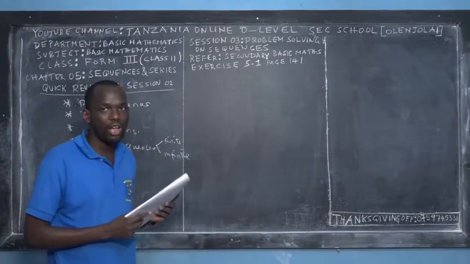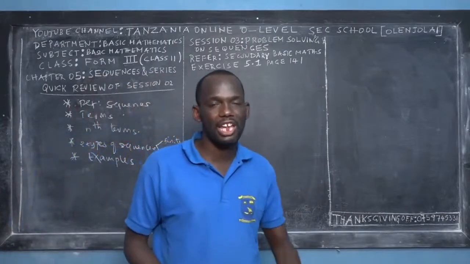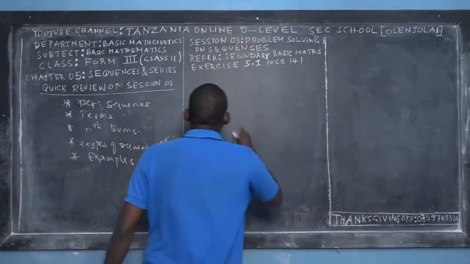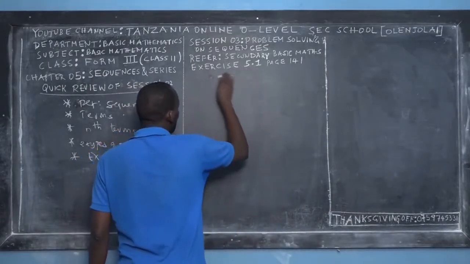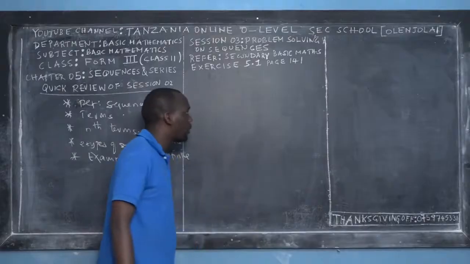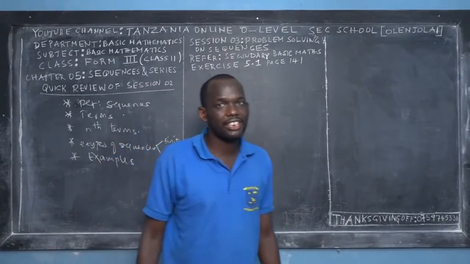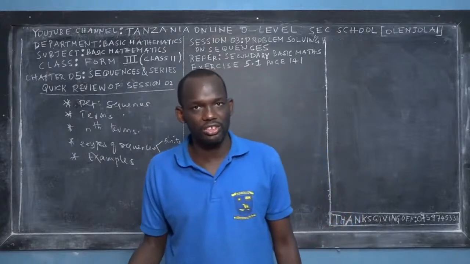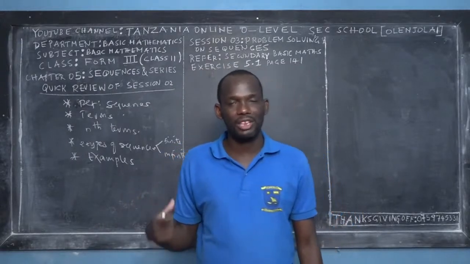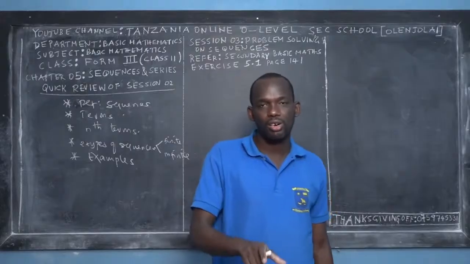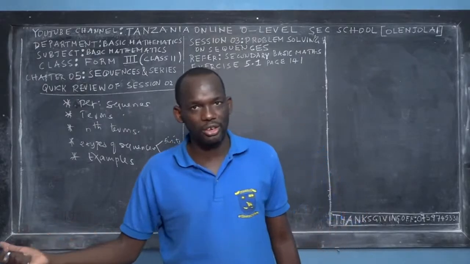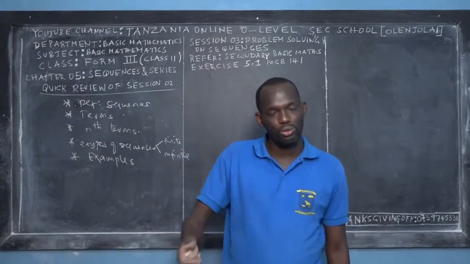When I was preparing these sessions, I broke them down. This is exercise 5.1. It contains 10 questions to test whether the student has understood sequences. I won't solve all of them, but I will solve some and leave some for homework. However, you should also make sure that you have a book so you can go through all the questions.